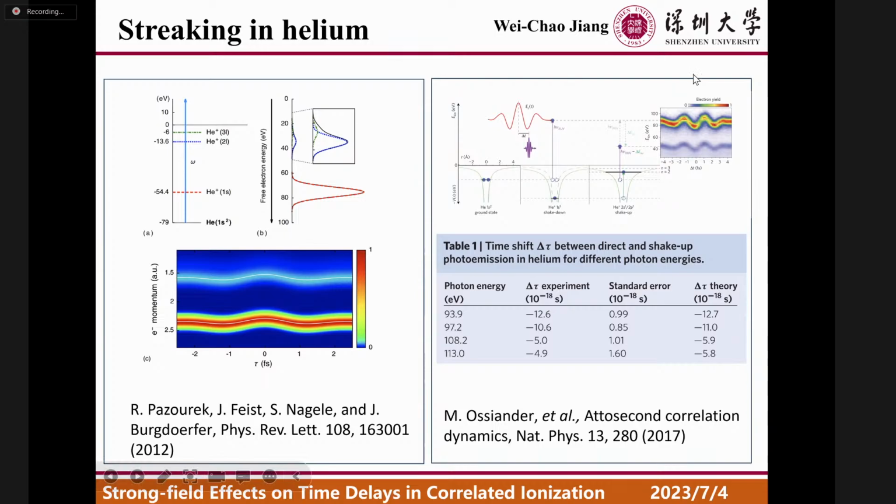Lanthanum calculations have been confirmed. The calculation from 10 years ago has recently been confirmed in 2017. The difference between the theoretical calculation and the experimental measurement is within 1 attosecond.